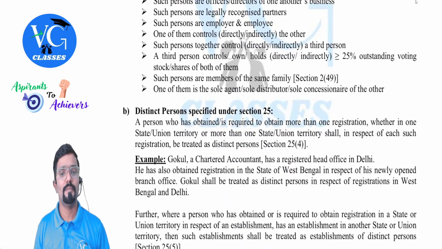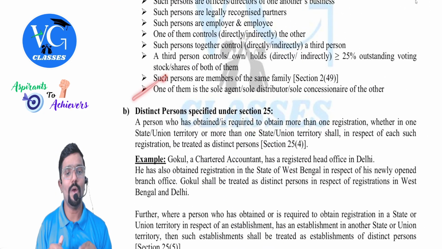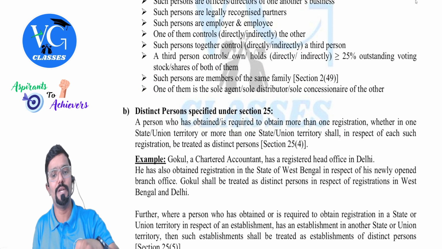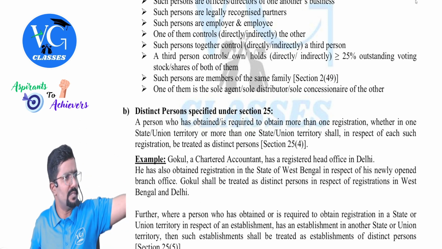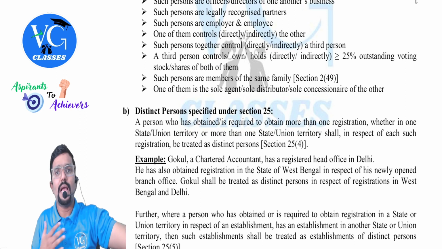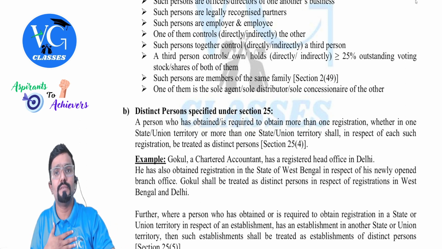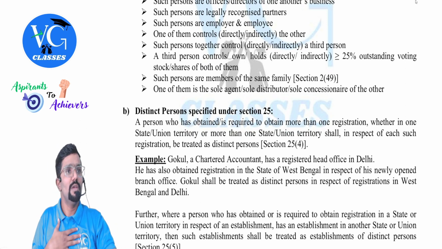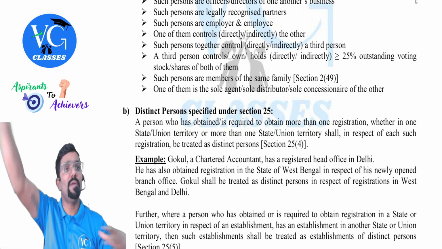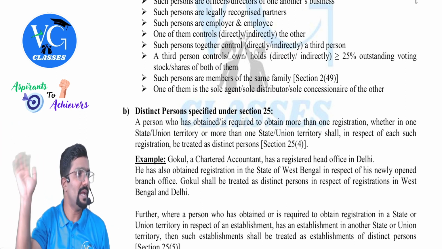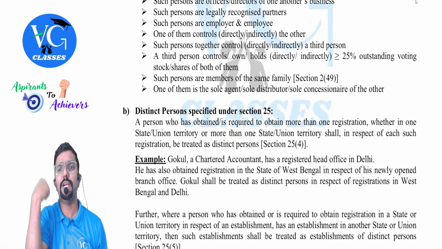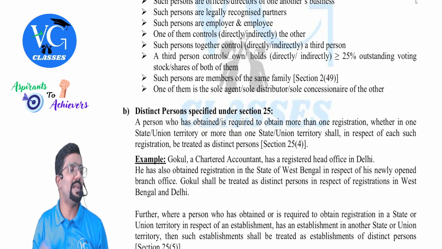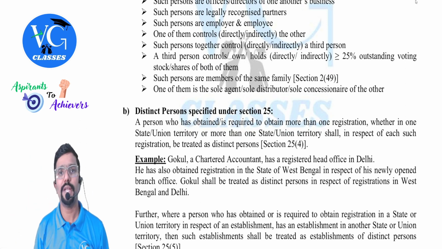Okay. Same family. Then the last one: one of them is the sole agent or sole distributor or sole concessioner of the other. Means I am acting as an agent only for one person. That is my principal. Are I and my principal related persons? Yes. Sir, what if I am acting as an agent for 5 people? Then I am not a related person. Clear? If I am working solely as an agent for one principal, then I and my principal are related persons. Got it? Yes.